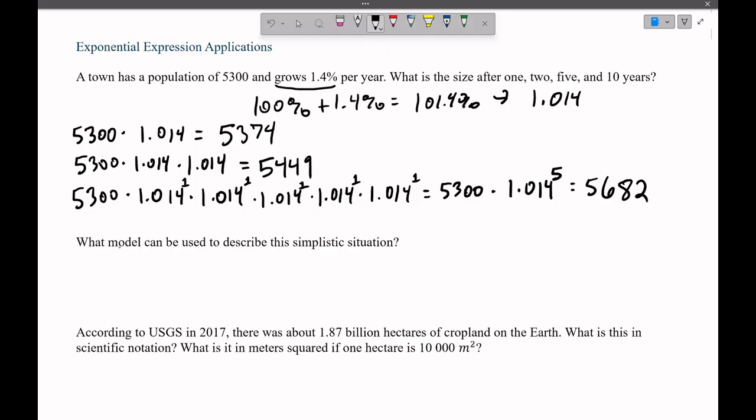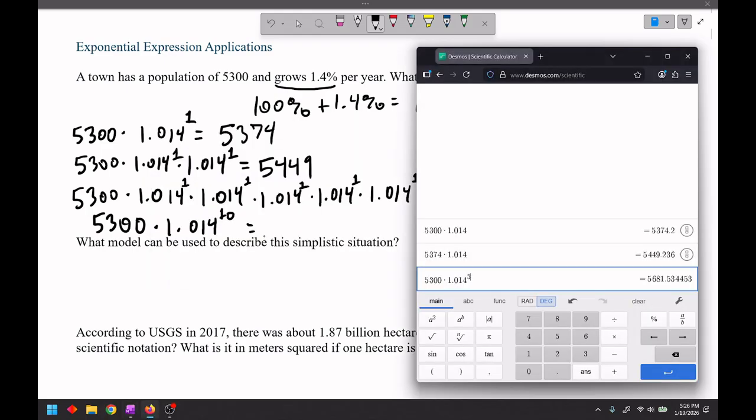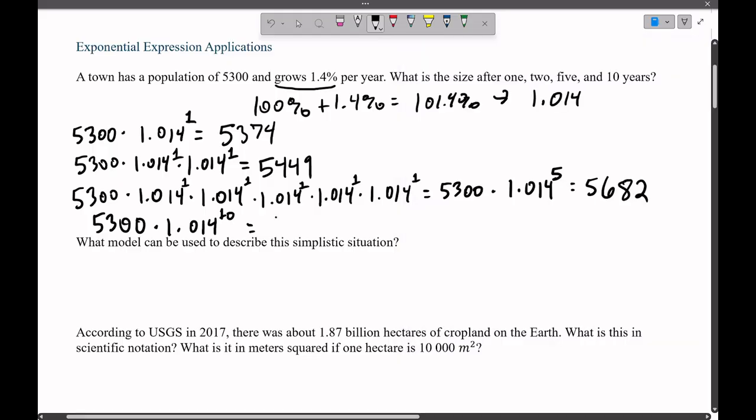Of course, for 10 years, it's the same process again, except now we're going to have 10 of the 1.014s. So in other words, it's the same thing as saying 5300 times 1.014 to the power of 10 now. Instead of 5, we're talking about 10. This was to the power of 1. Then here we have to the power of 2, since it was 2 years, then 5 years, then 10 years. And I can just take this and change the power on this number here. We get 6091. That's the population of this town if it grows at this constant rate.